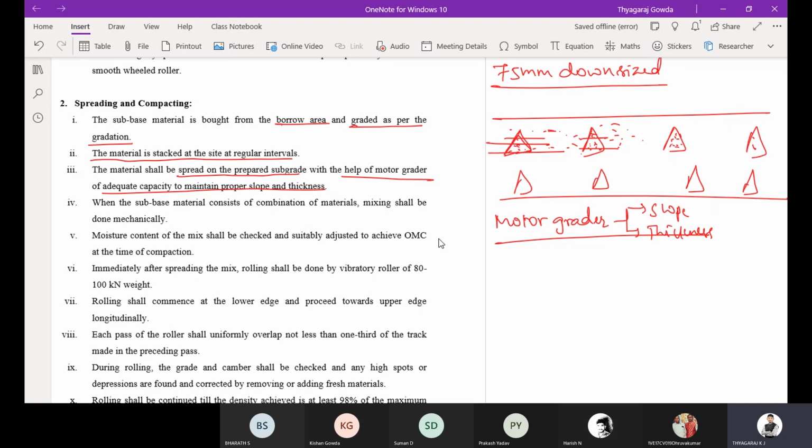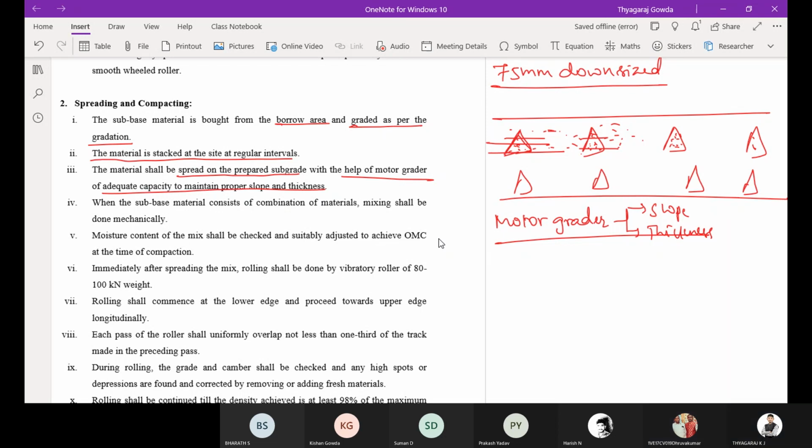Now using the motor grader, you are going to spread. Have you observed this grader? Blade grader, observe. Have you observed? Yes, sir. A blade will be provided at the bottom. It will be pushing the aggregates. Have you observed that one?